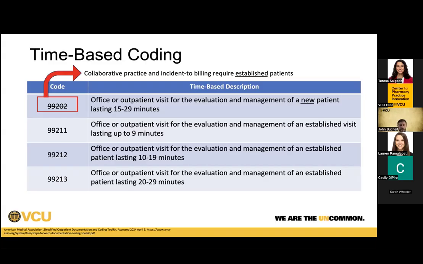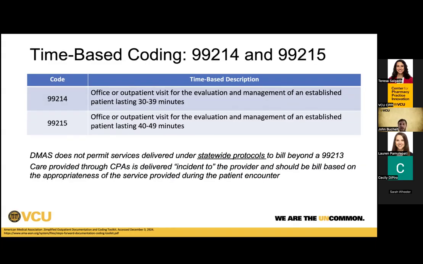The time limits are listed here. If you're less than 10 minutes, you're looking at a 99211 or a level one code. 10 to 19 minutes is a level two code or 99212. And 20 to 29 minutes is a 99213. So I would say for my practice at Crossover, when I see patients with complex cardiometabolic diseases, based on time alone I'm probably in the 99213, 99214, 99215 area.